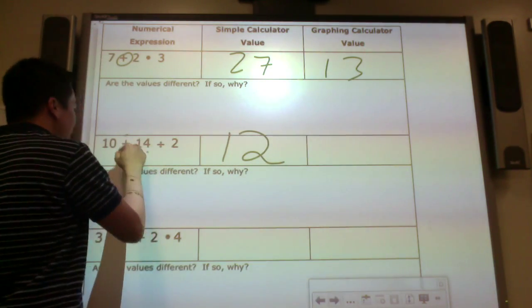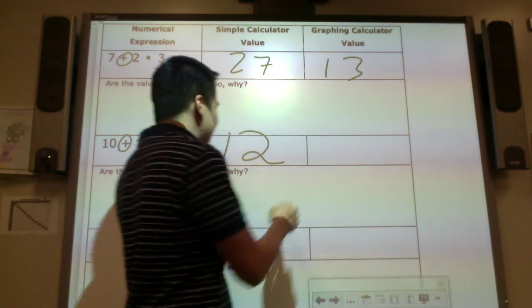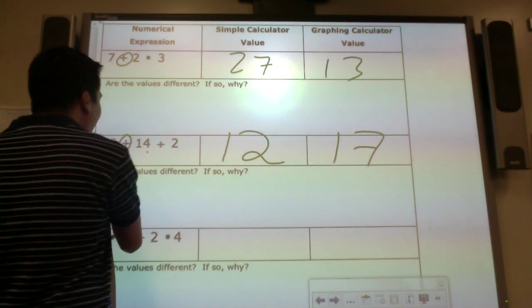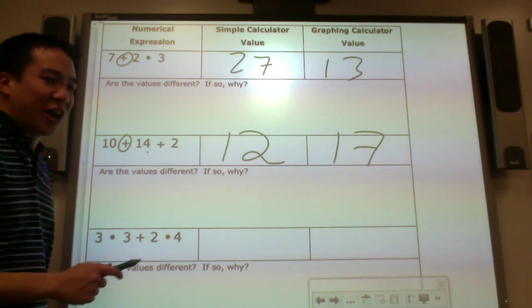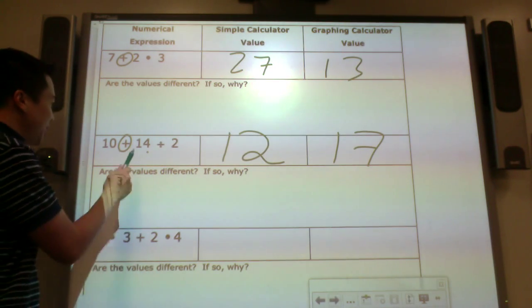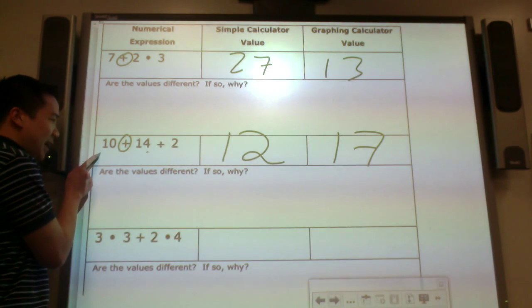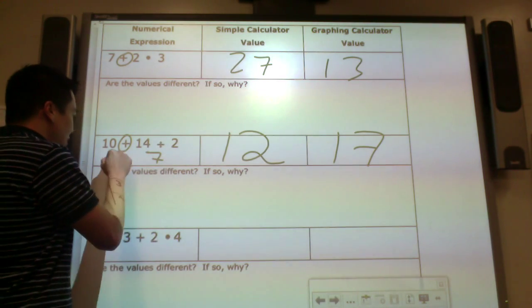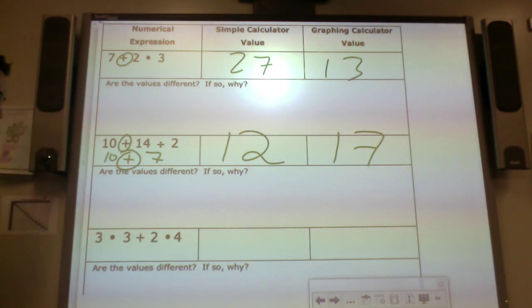So again, a simple calculator, those cheap dollar calculators, will say that the answer is 12. However, a scientific graphing calculator will say the answer is 17. Why is that the case? A simple calculator will add 10 plus 14 is 24, divided into 2 parts is 12. But however, a graphing calculator will see these as 2 terms. This is 10, the first term. The second term is 14 divided by 2 is 7. So 10 plus 7 is 17.